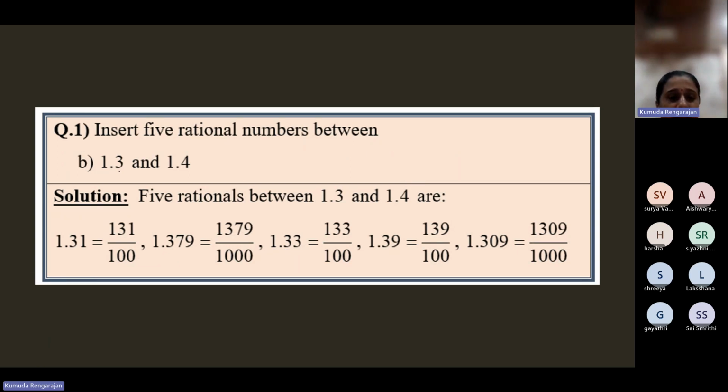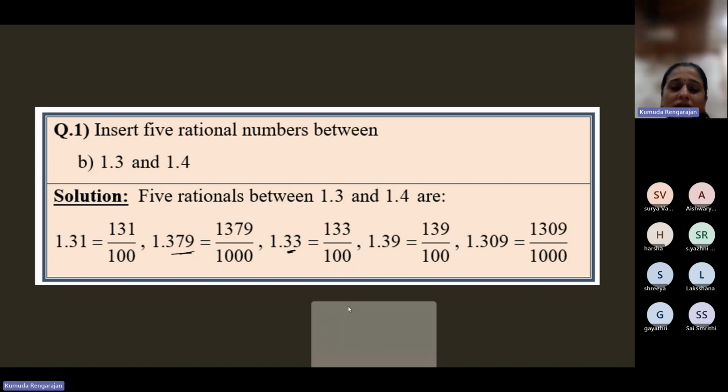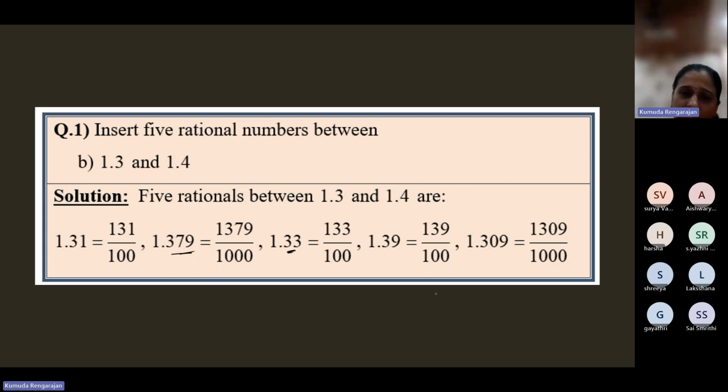So like this, you can increase the number of decimal places and insert as many numbers as you want. After writing the decimal numbers, put them in their p by q form. Look at the numbers I've used. So be careful when you write the digits, see that you get denominator 10, 100, 1000 and so on. Let the numerator not end with 2 or 5, because in that case, we'll have to again simplify. So don't spend too much time on this. I think you can understand.